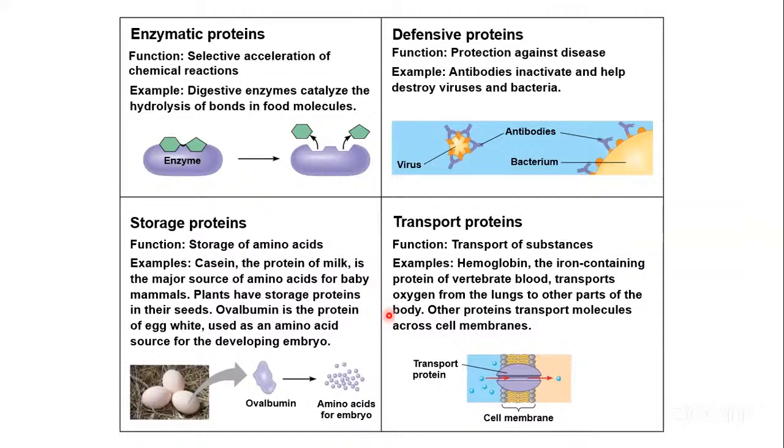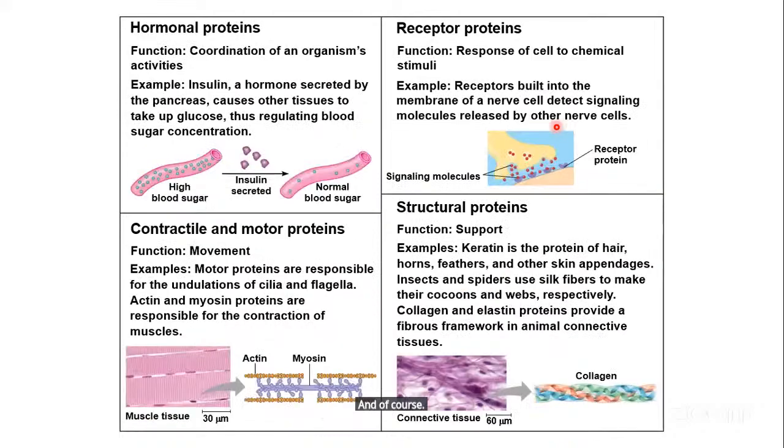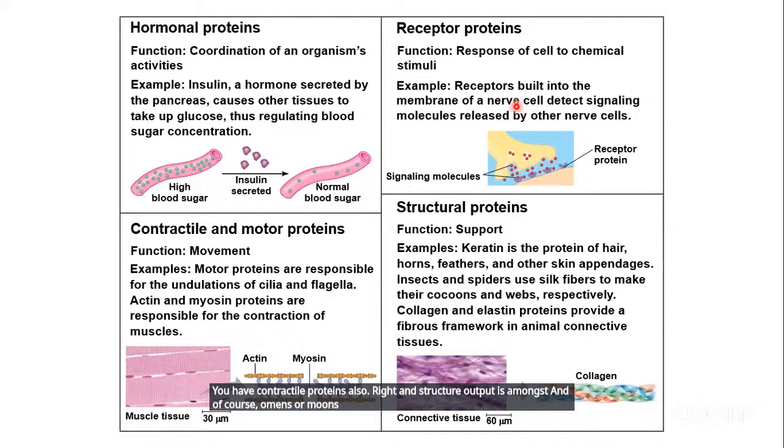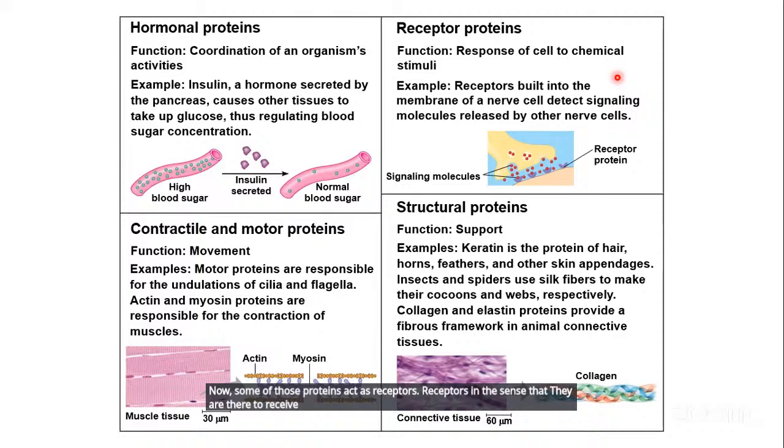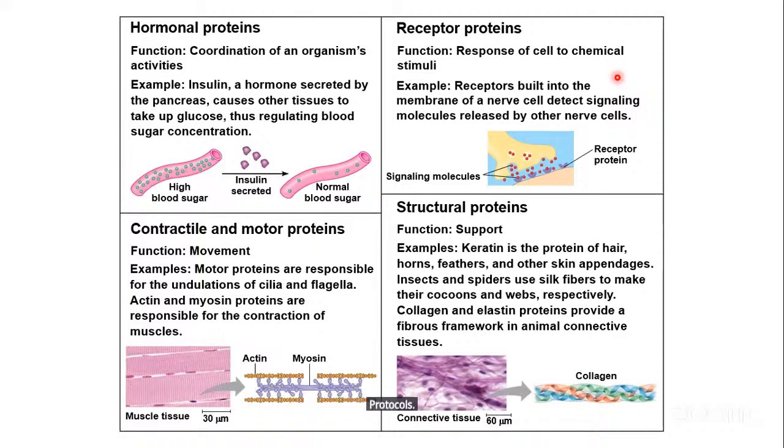All right. Here are a few of the proteins you will find on the cell membrane. You have enzymes, storage proteins, transport proteins, and of course antibodies. You have contractile proteins also, and structural proteins amongst the few. And of course, hormones, because they serve as signaling molecules. Now, some of those proteins act as receptors. Receptors in the sense that they are there to receive molecules, what we call signaling molecules, that make things happen in the cell.